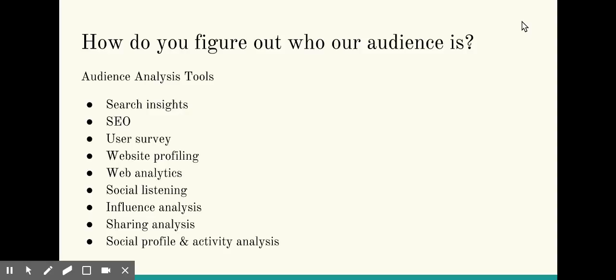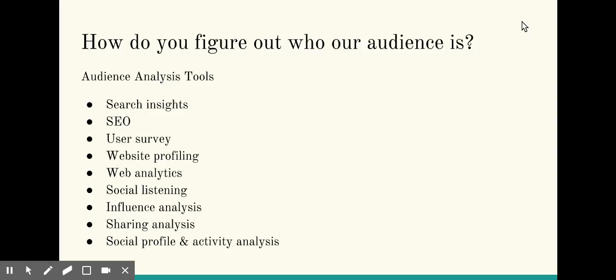Sharing analysis. This is, again, when you're sharing a post or retweeting something, there are tools available to say who's sharing it, what kind of person, what platform. Again, this is the idea of where people were when they saw something about us that drove them to our web page or to our Facebook page, that kind of thing.